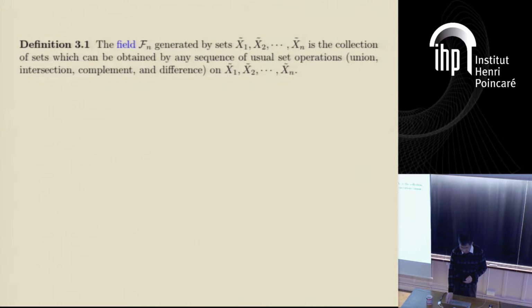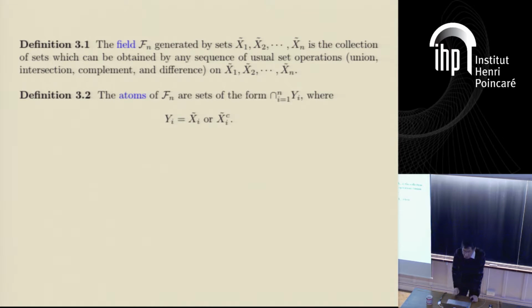All right, this is how we construct this real measure mu star. First, we have a collection of n set variables, x1 tilde, x2 tilde, up to xn tilde, and we consider the field. For those of you who are not familiar with this terminology, the field is just the collection of sets that can be generated from this collection of n set variables by any sequence of the usual set operations. Anything you can talk about is contained in this field, which we denote by script F of n.